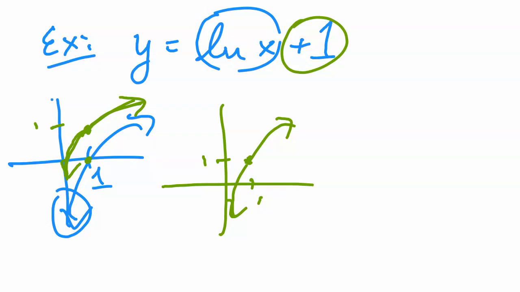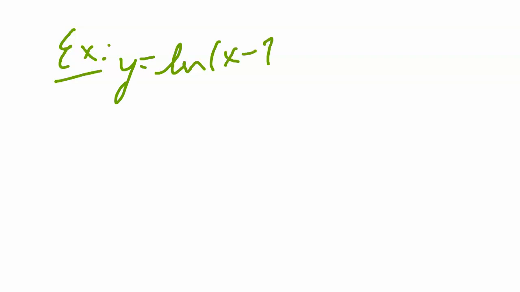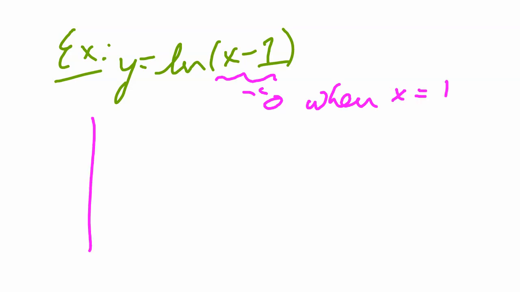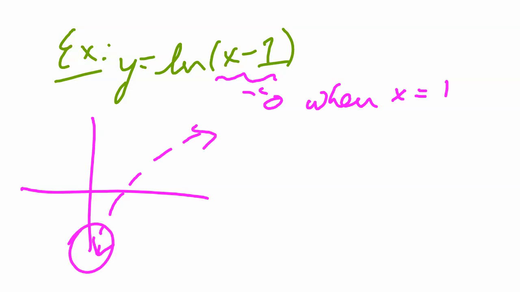If I've got, for example, y equals the natural log of x minus 1, then basically I've got to do something first. The question is, where does the inside equal 0? That equals 0 when x equals 1. Okay, so what is the natural log of 0? Well, the natural log of 0 explodes to negative infinity, right? So where is that going to occur? That's going to occur when x equals 1.